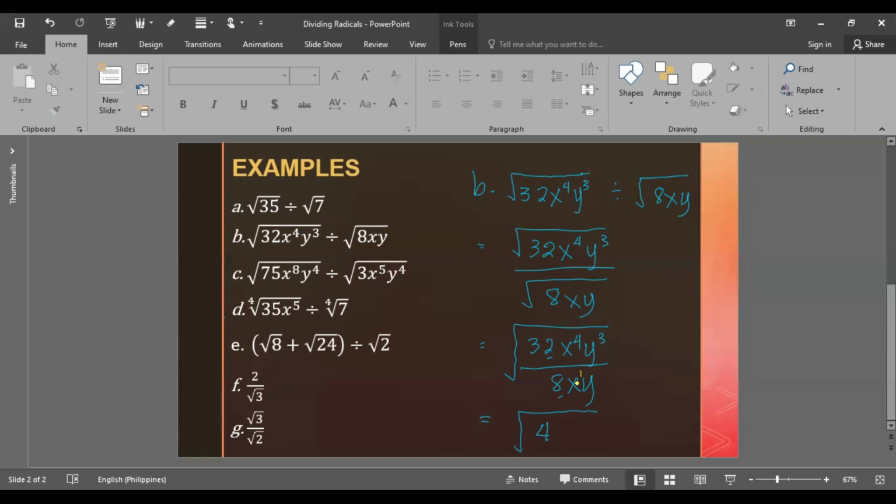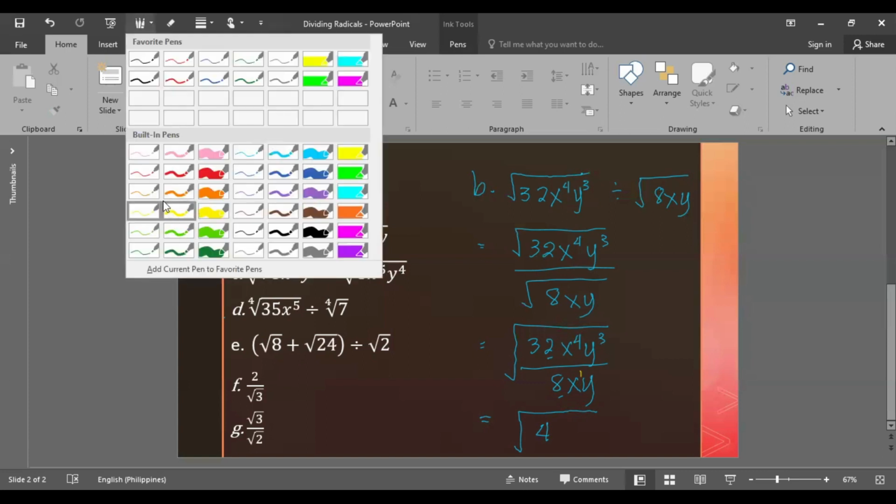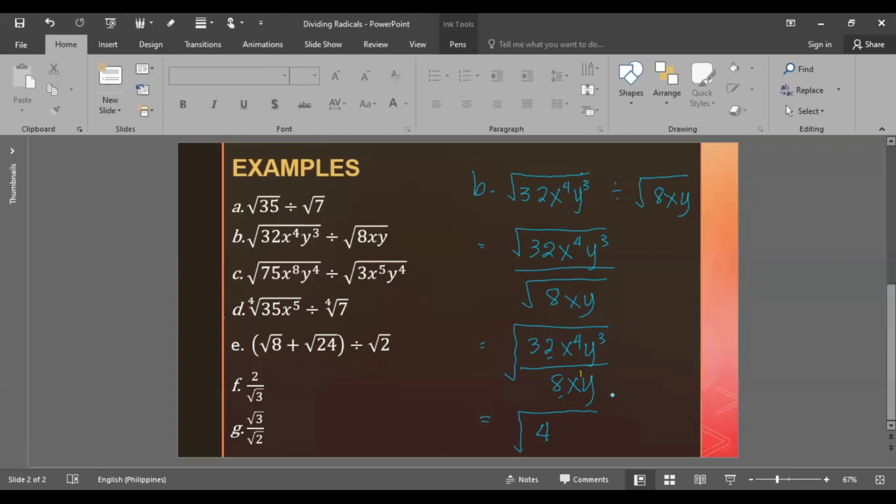So x raised to 4 divided by x raised to 1 is equal to, what do we do in the exponent in this case? We subtract the exponents. So 4 minus 1, it's 3. So it's x raised to 3. Where should we put x raised to 3? Should we put it on the numerator or on the denominator? Since mas mataas yung exponent ng nasa numerator, mapupunta din sa taas yung x raised to 3. We put here x raised to 3.